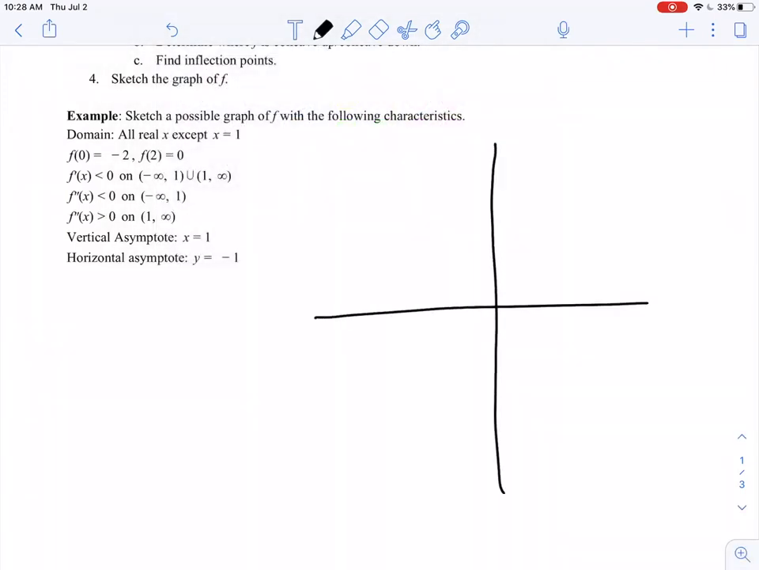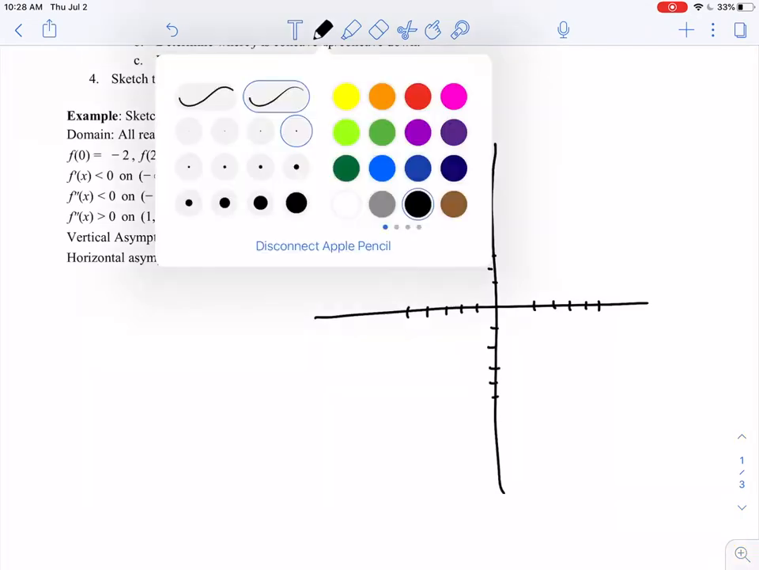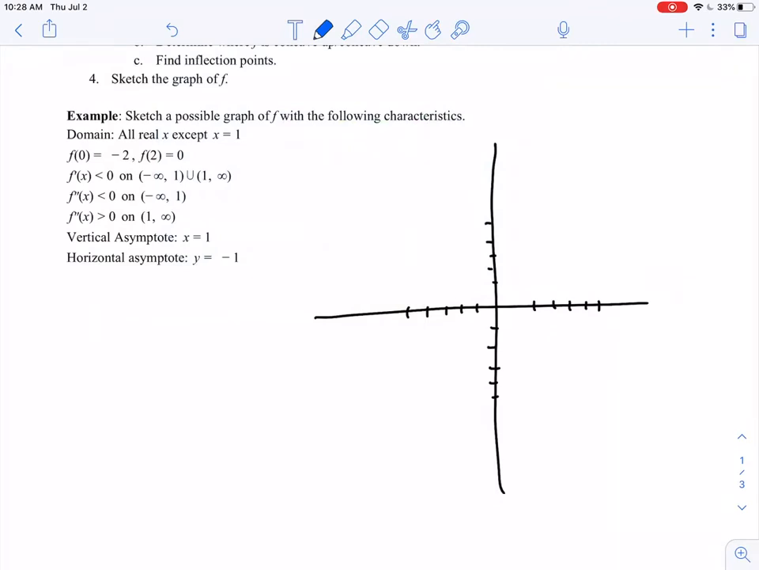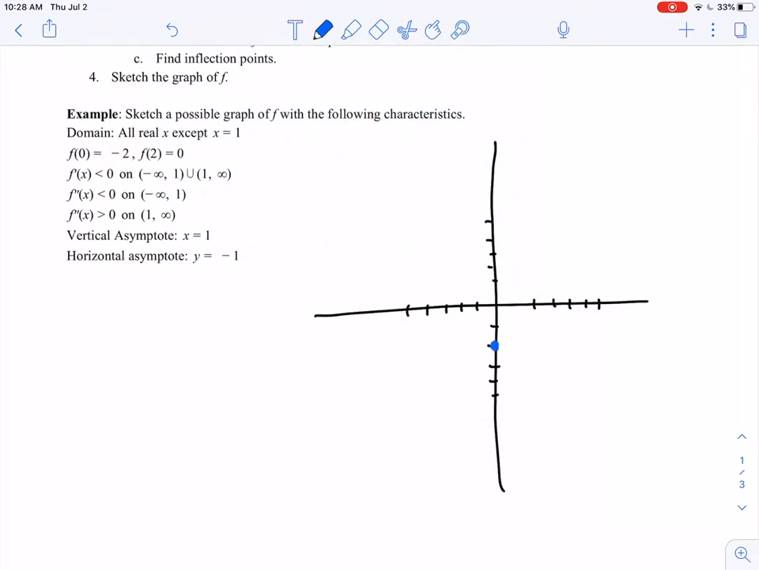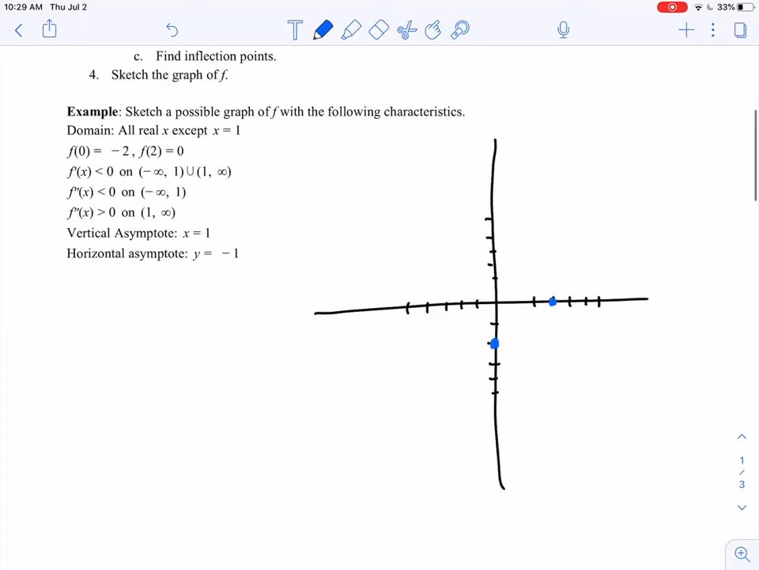I'll set up my axes with tick marks 1, 2, 3, 4, 5 in each direction. I have a point at (0, -2), so I've got a point right here. And then I have a point at (2, 0), so I've got a point right here. So I know my function is going to pass through those two blue points.